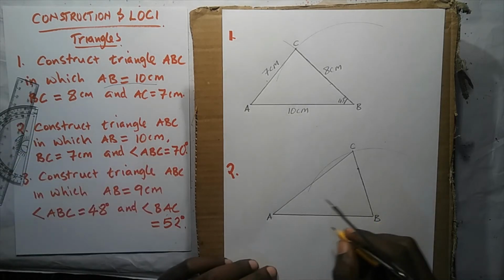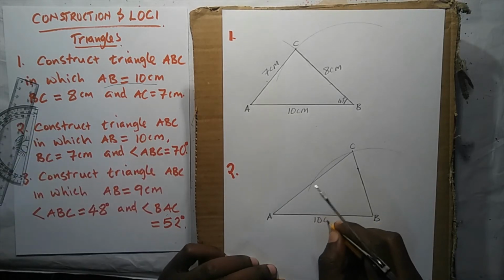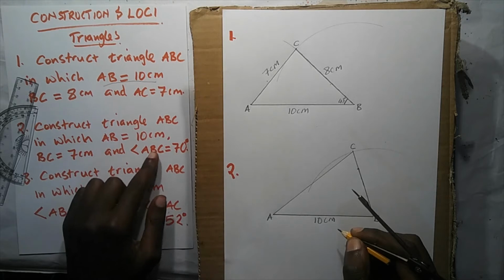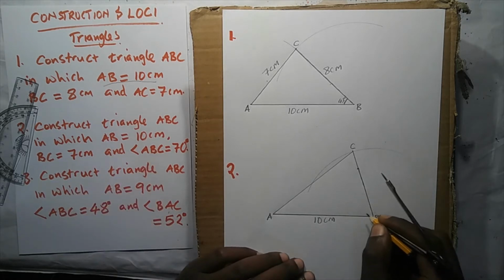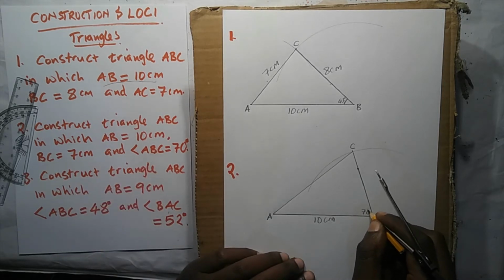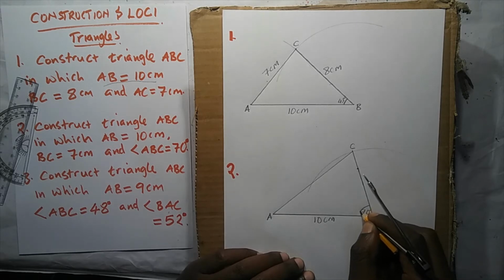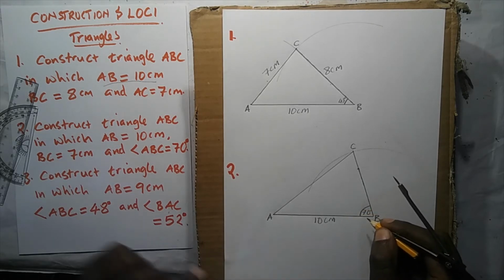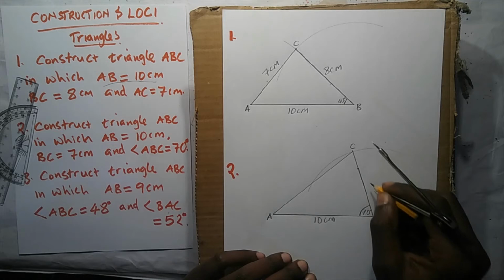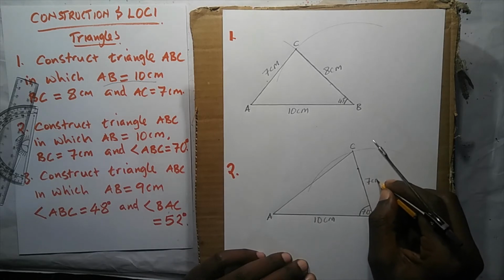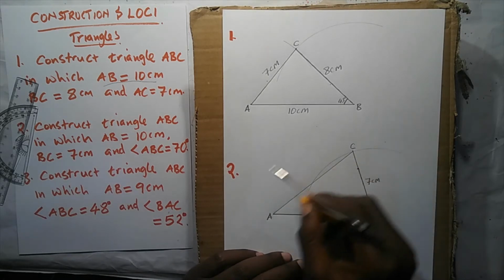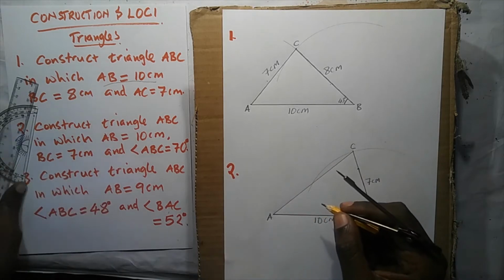So we have AB is 10 centimeters, so we are going to have 10 centimeters. And then our angle ABC is 70 degrees, so we have 70 degrees here. So this is our angle. And then we have BC, which is 7 centimeters, so we have 7 centimeters. So if you are asked to measure AC, the length of AC, you use a ruler.